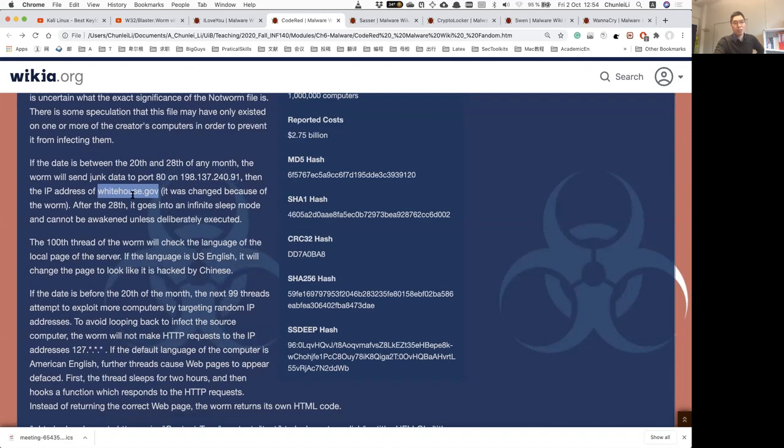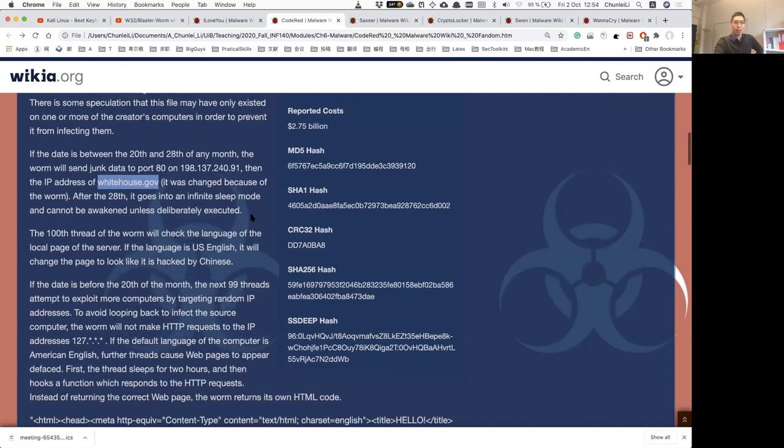After the 28th, between the 28th of this month and the 19th of next month, the worm goes into sleep mode, and it cannot be awakened unless, for example, the user accidentally runs it.